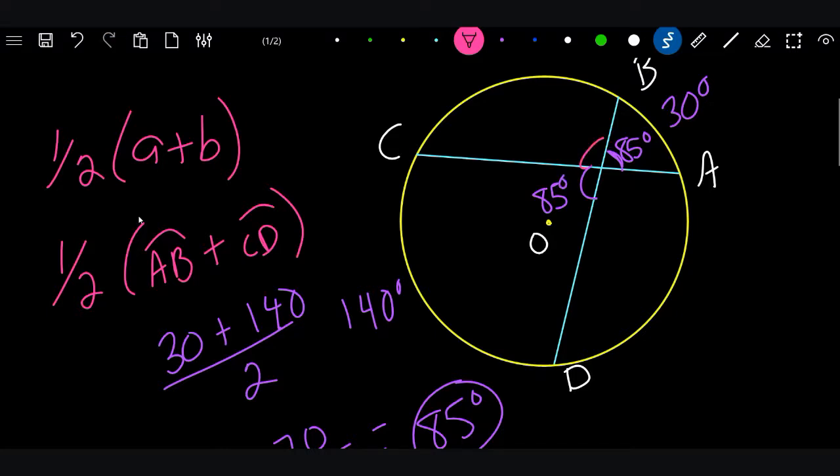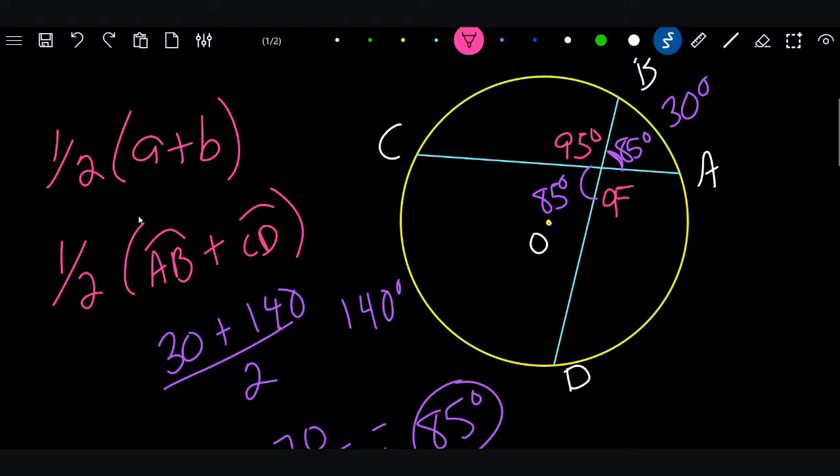Well, this is a straight line. Yeah? Straight lines are 180. So if that's 85, then that's got to be, what is that, 95? Okay, 95 plus 85 equals 180. Well, if that's 90, then this is also 90.